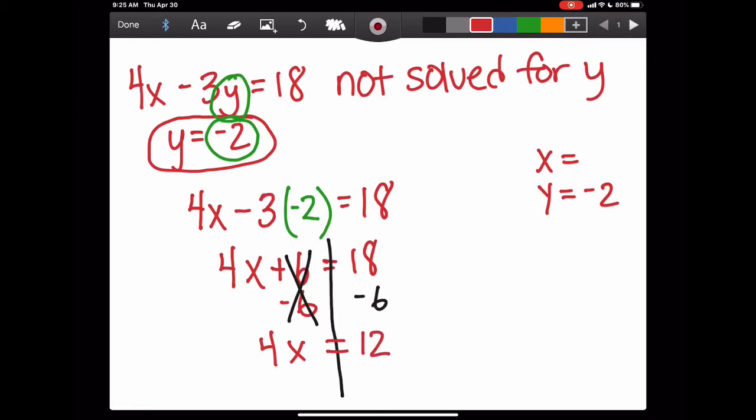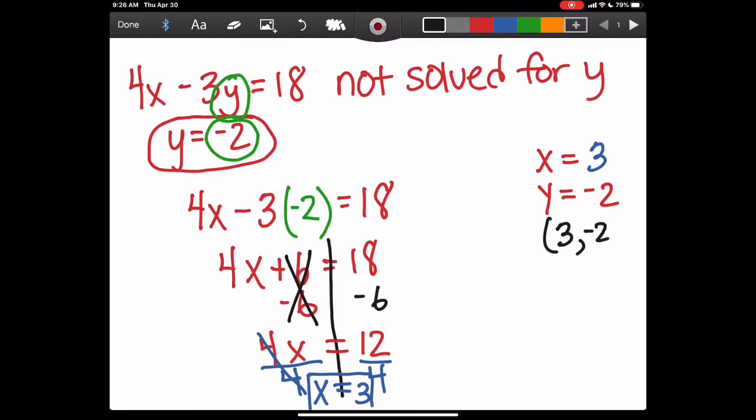Trying to isolate x, the opposite of multiplication would be division. So I'm going to divide by 4 on both sides. These cancel, and I'm left with x is equal to 12 divided by 4, which is 3. So I have my x, which is 3, and I have my y, which is negative 2. So I know that my solution is going to be 3, negative 2. That will be my solution.